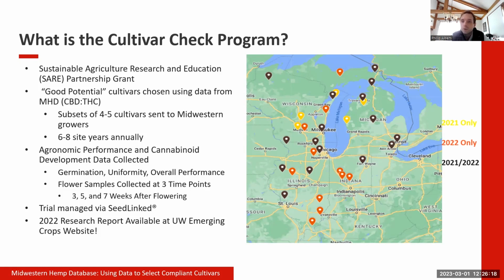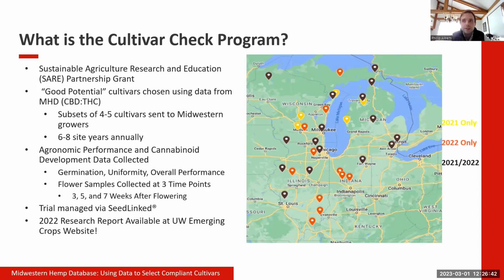We send growers across the Midwest subsets of 4 to 5 of these varieties. So we get about 6 to 8 site years annually per variety entry. And then those varieties are evaluated not just at the university research stations, but at all these locations across the Midwest, of which we had 32 last year. And we test the varieties for germination, uniformity, and overall performance.